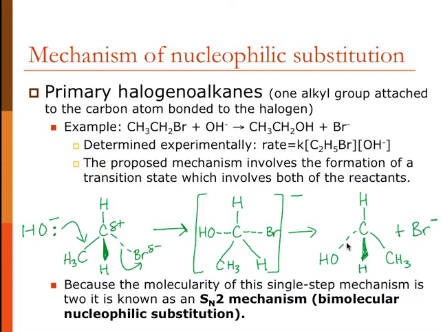So let's look at this mechanism in a little bit more detail. Again, primary halogenoalkane, one alkyl group attached to the carbon, which is attached to the halogen. So we're looking at something like a chain here. This is what's drawn here.